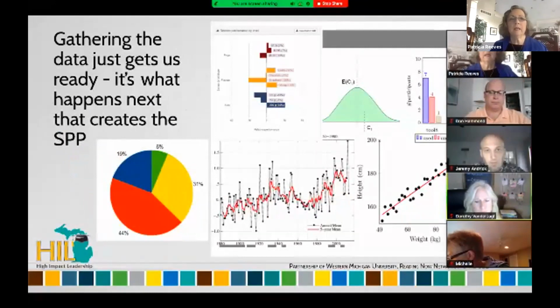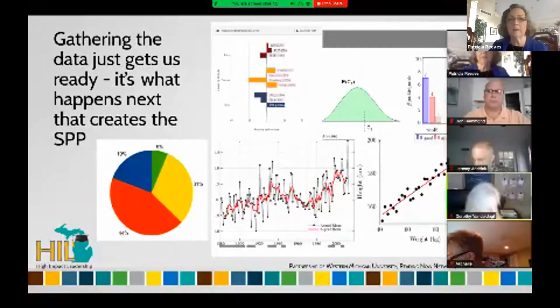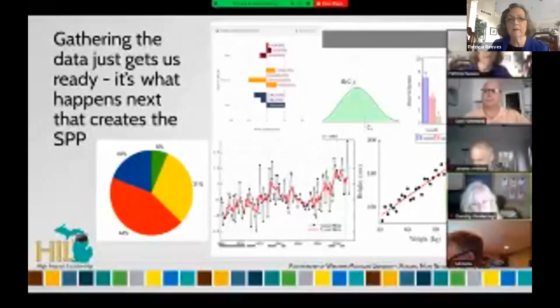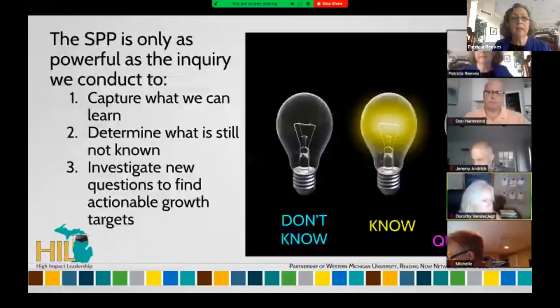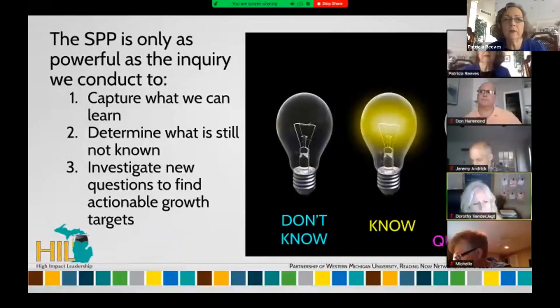So gathering the data just gets us ready. The school is full of data. The school is full of data displays, but it's what happens next that creates the school performance profile. And that's what we're going to practice today. The school performance profile is only as powerful as the inquiry we conduct.